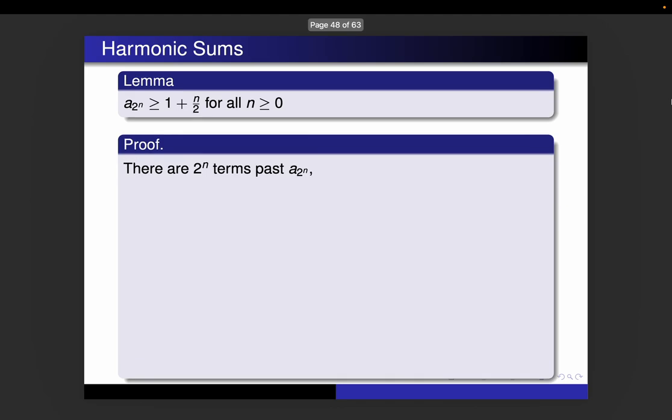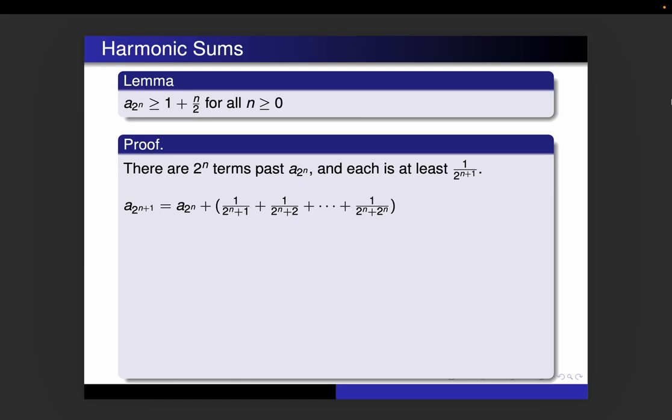All right, so as I mentioned before, there are 2 to the n terms past a sub 2 to the n. Each one is at least 1 over 2 to the n plus 1. That's the last term. And so here's what we end up with. Our a sub 2 to the n plus 1 equals a sub 2 to the n plus all those terms in parentheses that we had before. We're going to replace all the ones in parentheses with 1 over 2 to the n plus 1. So we got a sub 2 to the n plus a bunch of 1 over 2 to the n plus 1s. How many? Exactly 2 to the n of them, right? There were 2 to the n terms.